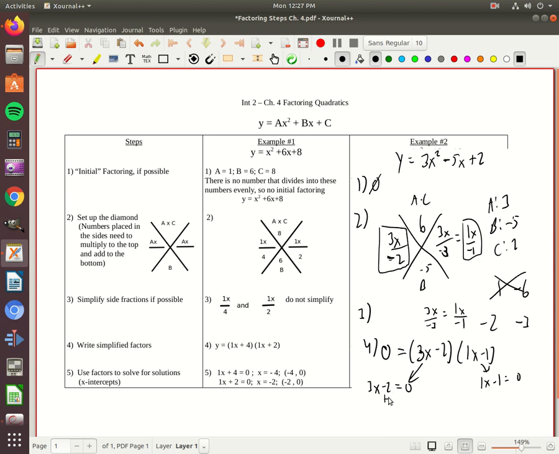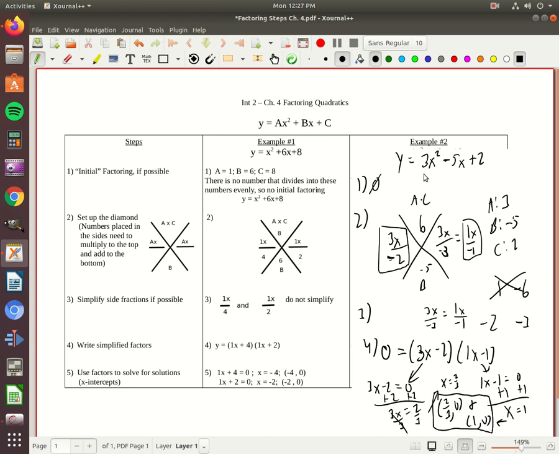So I'll just use a little algebra. I'll add 2 to each side. I get 3x equals 2. I'll divide by 3. That'll cancel. So I'll get x equals 2/3. Well, if that's the case, my x is 2/3 and my y is 0. Here, I'll add 1 to both sides. So I'm going to get x equals 1. So this one should be 1, 0. So here's my x-intercepts, right? I should have 2/3, 0 and 1, 0.